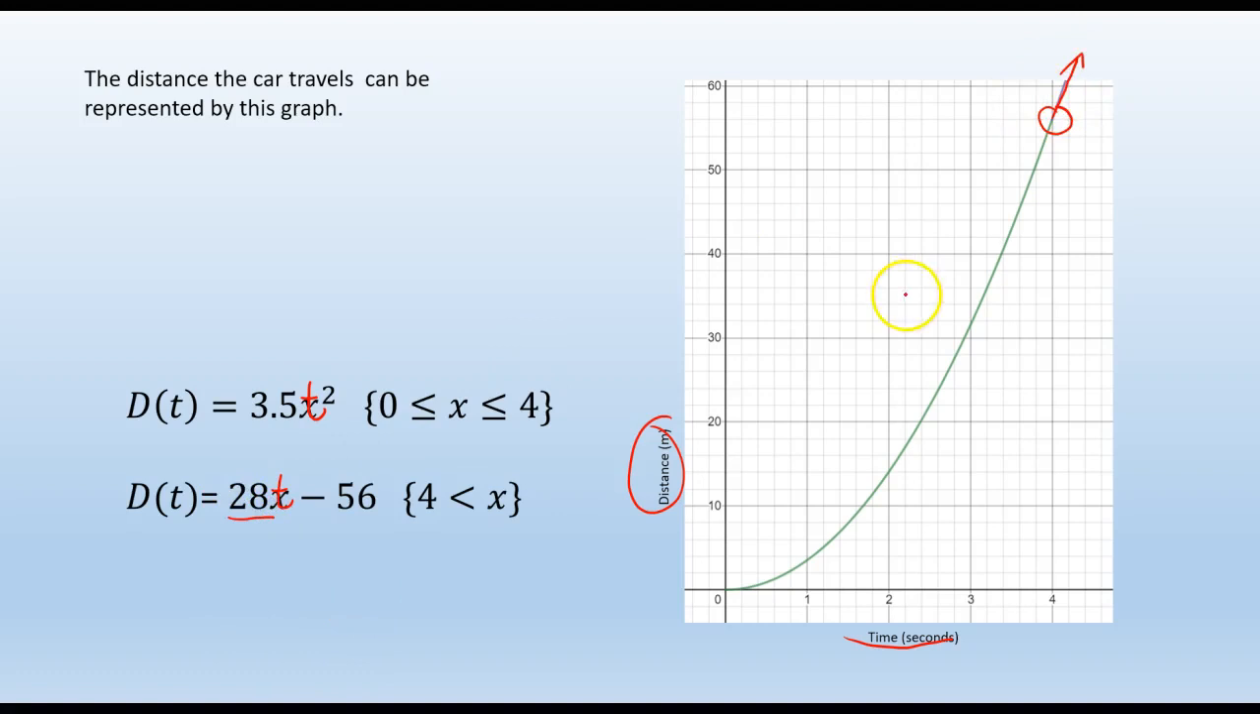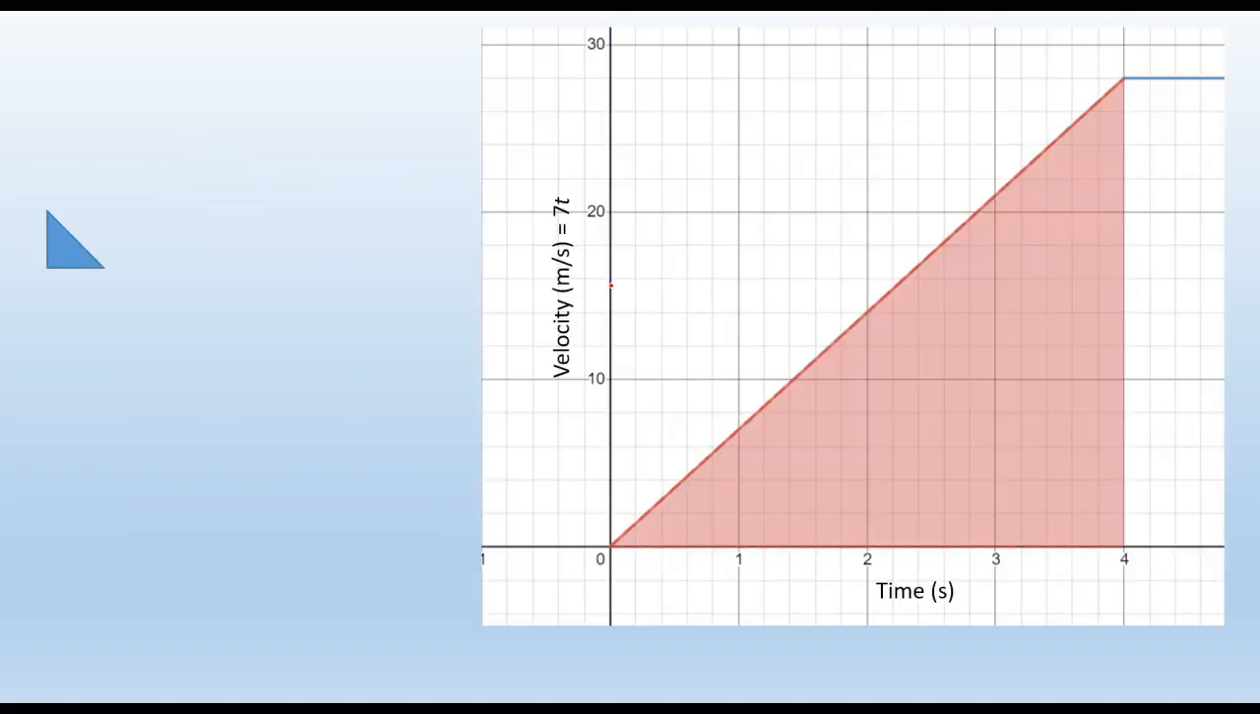So how does this link in? Now we know that before that if I had a distance time graph and I found the derivative of that, that gave me a velocity time graph. So we're going to explore that a little bit further.